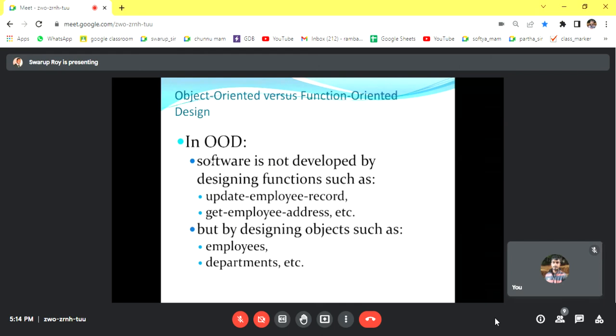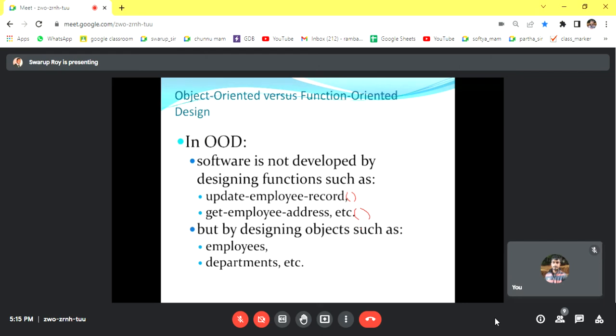In object-oriented modeling, software is not developed by designing functions such as update employee. These are all functions. They will be there definitely, but they are not going to remain open. They will be part of, say, an object called member, or a class called member. The function is inside it and not left open. It should be part of an object only. So update employee record, get employee address should be more meaningful as part of the functions of the member object.